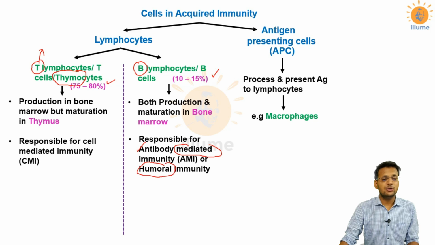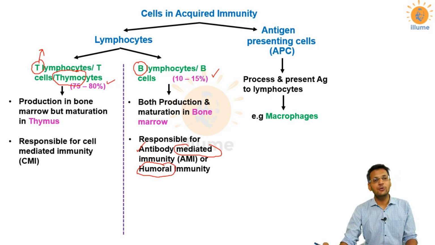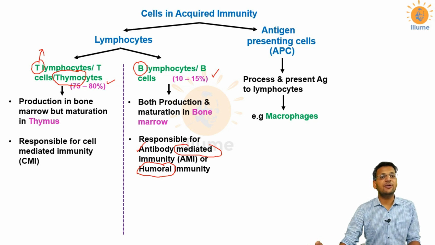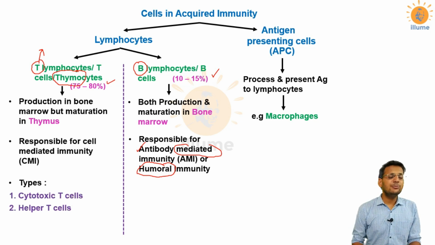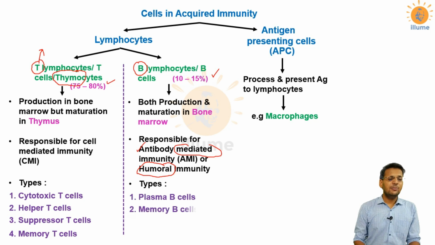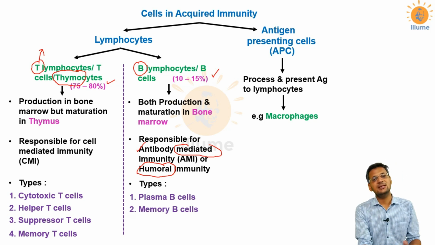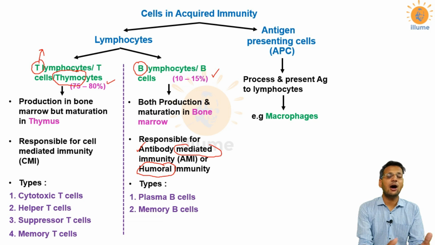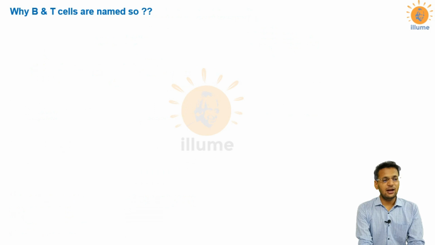Why humoral immunity? Because humor, as we discussed in our last lectures, means fluid, and all these antibodies are present inside the blood. That's why the immunity provided by the antibodies present inside the blood is called humoral immunity. There are certain types of T cells: cytotoxic cells, helper cells, suppressor cells, and memory T cells. And B cells are of two types: plasma B cells and memory B cells. Now what are the structures, the functions, and how they perform the role of immunity? All these things will be discussed in our subsequent lectures. Right now we are talking about only the types of T and B cells.